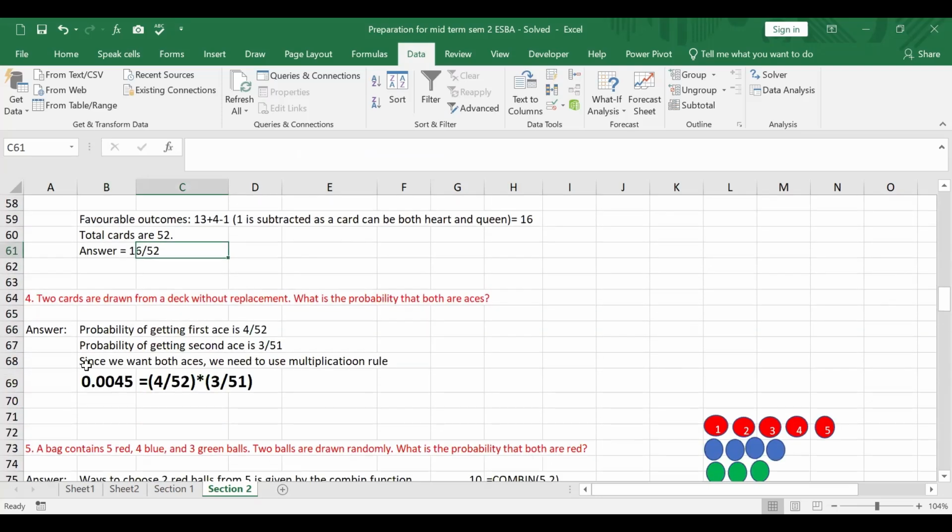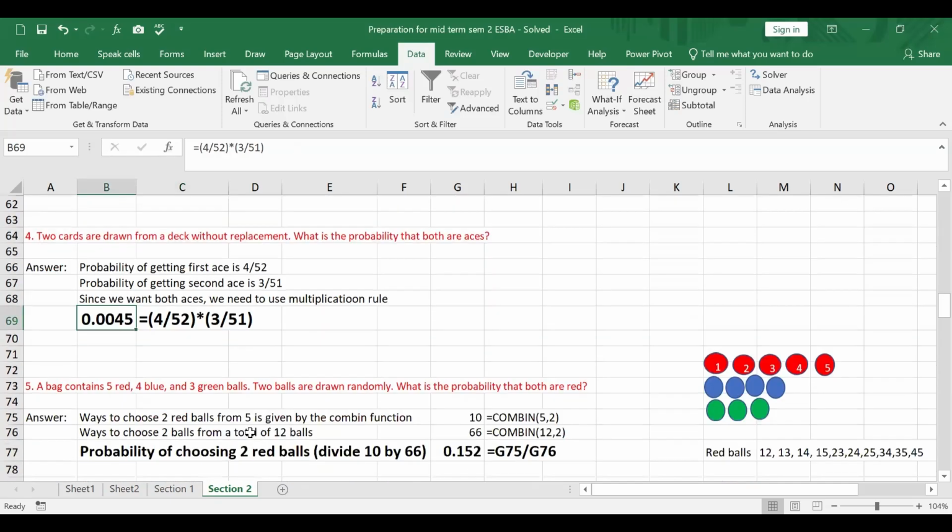2 cards are drawn from a deck without replacement. What is the probability that both are aces? Now there are 4 aces. The probability of getting the first ace is 4 by 52. For the second ace, 1 ace is already gone, so there are 3 aces, and one card is also gone, so 51 cards. So it is 3 by 51. Because we want both, it has to be multiplied. So 4 by 52 into 3 by 51. Ensure that you put the brackets properly. Those two probabilities are multiplied because you want both of them, and that comes to 0.0045.